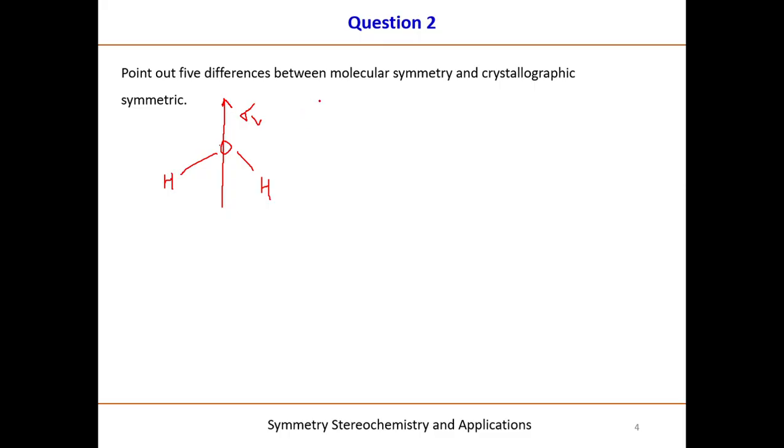In molecular symmetry, the plane of symmetry is denoted with sigma. Suppose this is a vertical plane, so it will be denoted by sigma v. Basically, the plane of symmetry in molecular symmetry is denoted by sigma. Sigma h and sigma v are different conditions, horizontal and vertical planes.